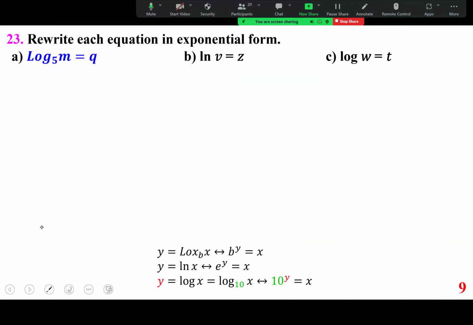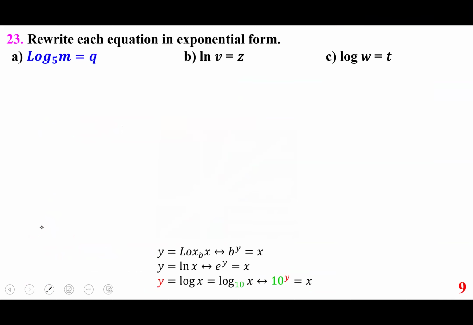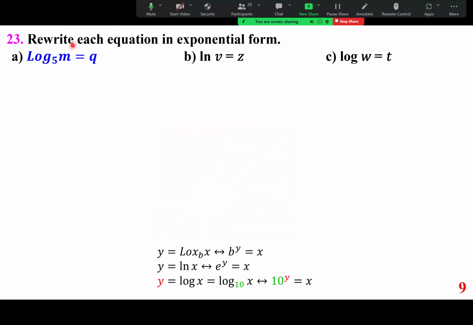Let's rewrite each equation in exponential form. The arrow tells us 5 to the power of q is m. The arrow, remember, ln, the base we don't write, is e to the power of z is v. Common log, the base is 10, we don't write it, 10 to the power of t is w.